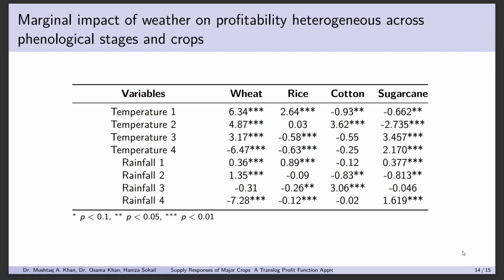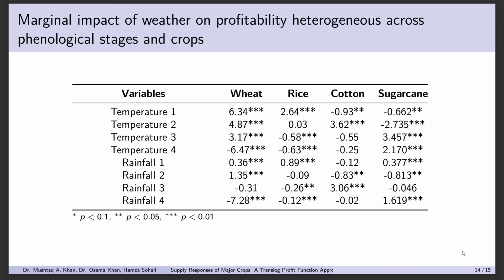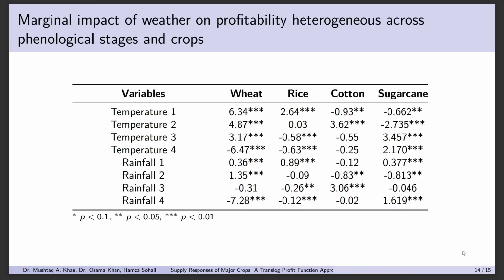The third is the estimates of our weather variables, which are obtained from our profit equation. And we can see that the marginal impact of weather on profitability is heterogeneous across phenological stages and crops, with wheat being the most sensitive crop to weather effects. If you look at the coefficient of temperature 4 for wheat, we can see that a 1 degree Celsius increase in temperature during the harvesting stage leads to approximately 6.47% decrease in wheat farmers' profitability.